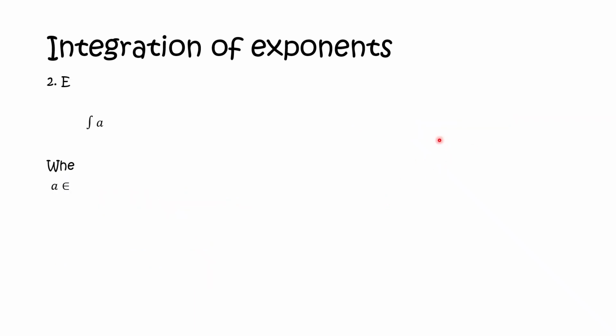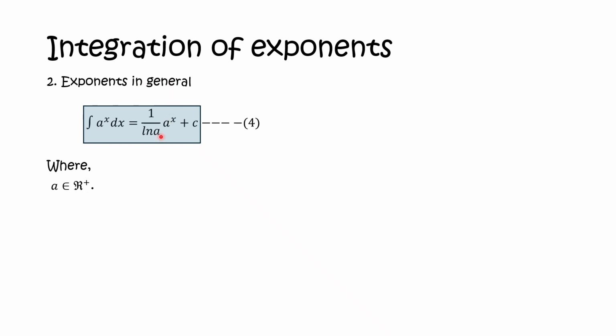Great. So now let's look at the second part of dealing with exponents. We are saying that in general, if you have the integral of a to the x dx, then your answer becomes 1 over ln of a times a to the x plus c. And recall, ln of a is the natural log of a. In this case, we are also saying that a is an element of positive real numbers. Let's look at an example.